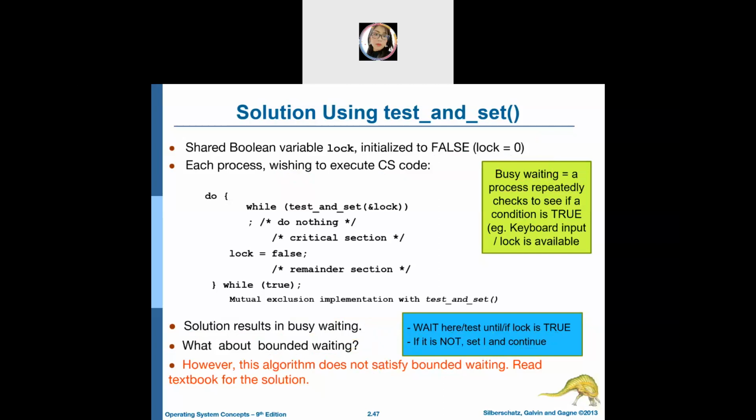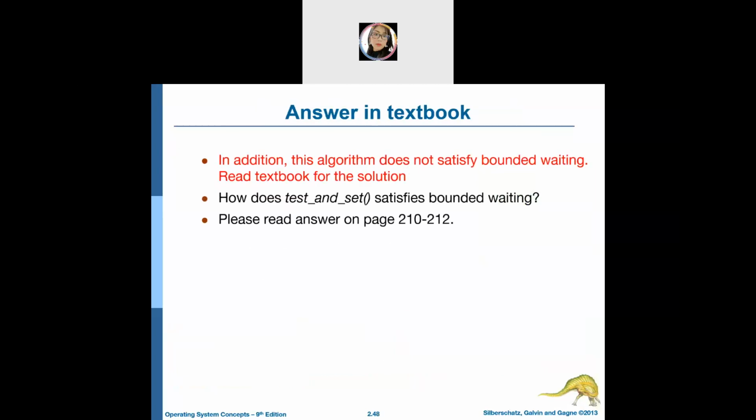But is there anything you can do in terms of solutions if, let's say, you have a busy wait? You can try to find out in our textbook. The algorithm does not satisfy bounded waiting. Read the book for the solution, and your answer is at pages 210 to 212, whether it is bounded waiting or not. Later on, maybe I will ask you in the next class, okay, what is the answer? And there is also an explanation on this.